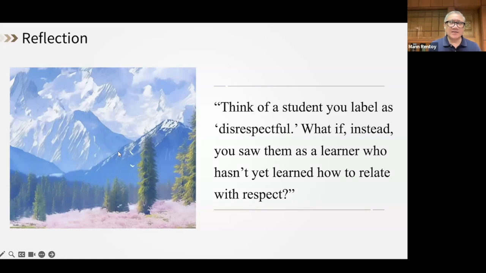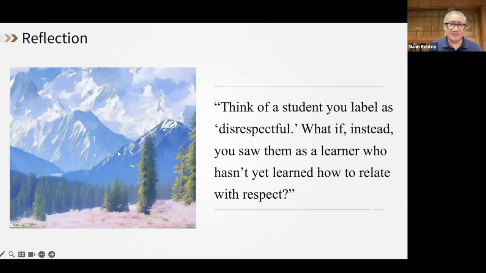I need us to think about this. Think of a student you label as disrespectful. Some of you may be thinking of a number of them. Maybe you don't even know where to start because there are just so many of them in your class. Some of you may just be thinking of one or two. Well, congratulations. That's a fantastic experience inside the classroom. But there are students that we can think of or label as disrespectful.